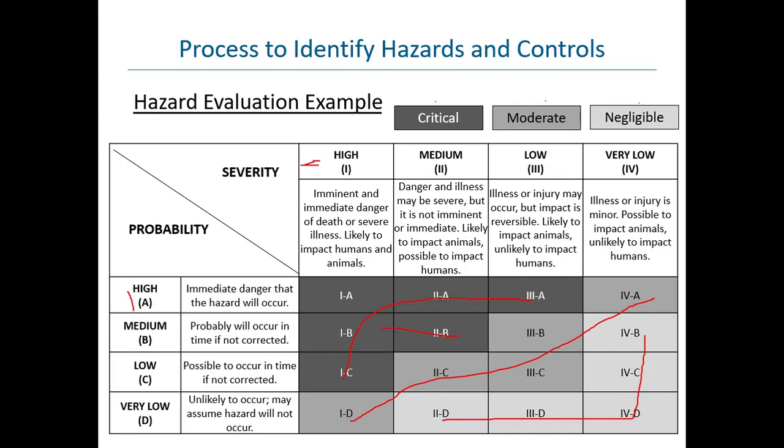I've also seen companies that have put numbers instead of Roman numerals or letters, and then they just multiply those numbers and come up with a table of numbers and say anything that is less than a 4 is getting a preventive control. Okay, so again, you can modify this to be whatever works for your facility, or you can take this one directly and use it. That's totally fine.